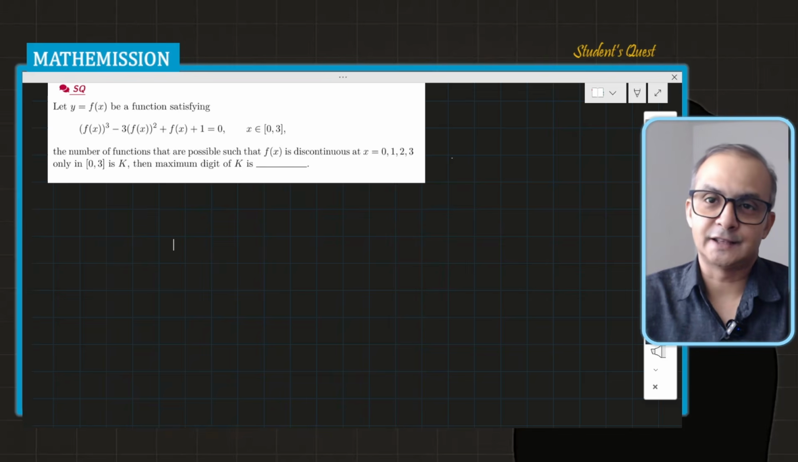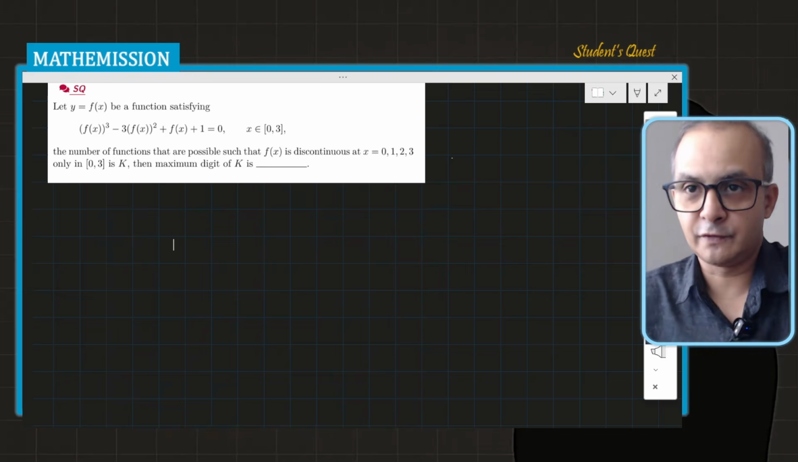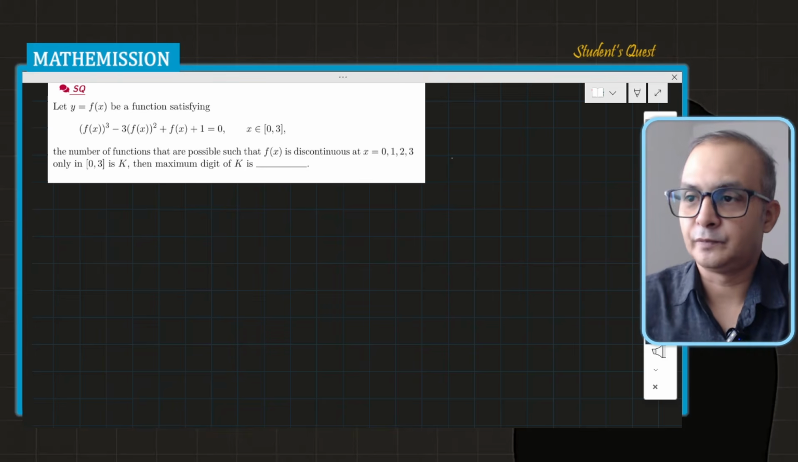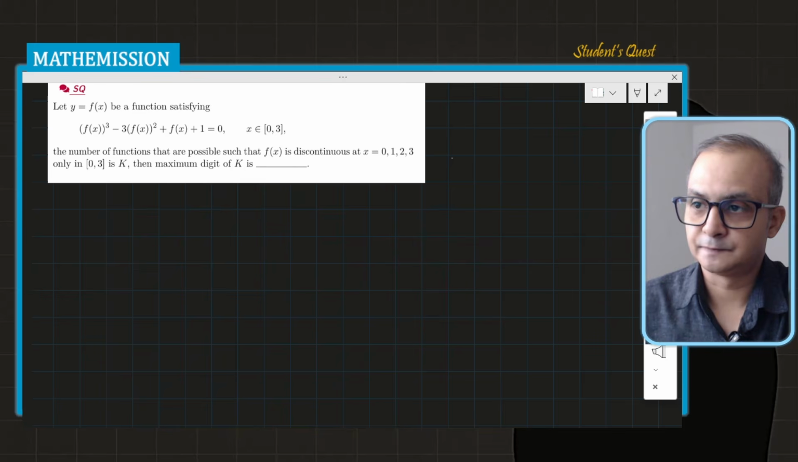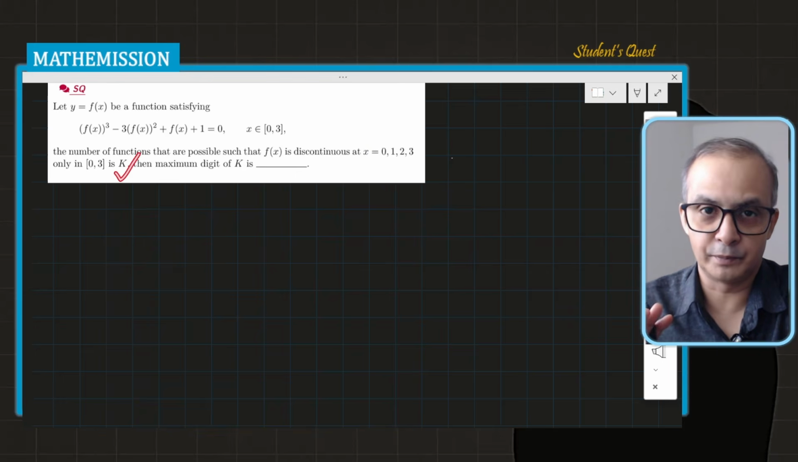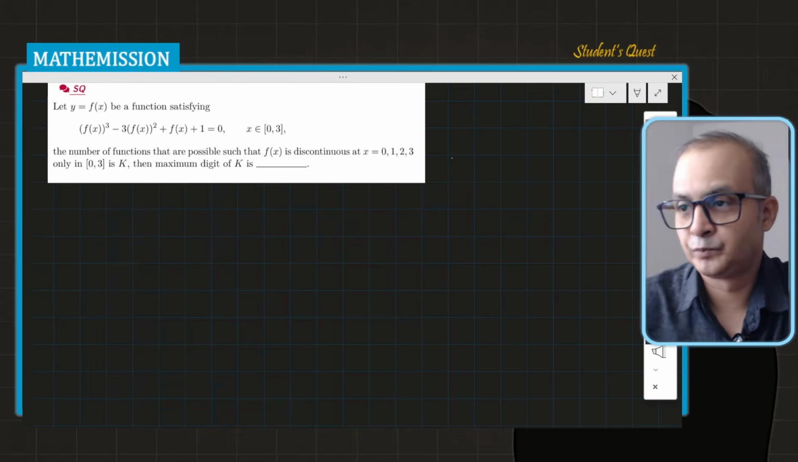The question says that y equals f(x) is a function satisfying this cubic equation, with x lying between 0 and 3, and the number of functions that are possible such that f(x) is discontinuous at the points 0, 1, 2 and 3 is k. Then what is the maximum digit of the value k? So basically we have to find the value of k. Our prime goal is to find the value of k.